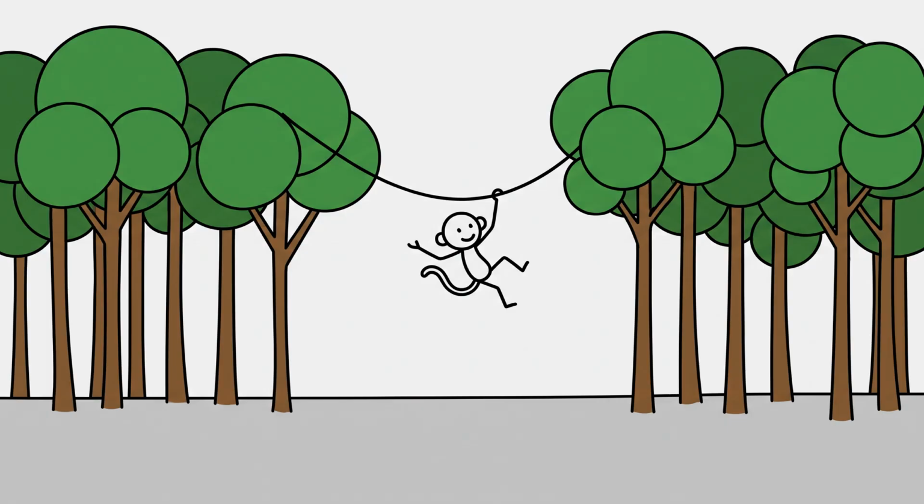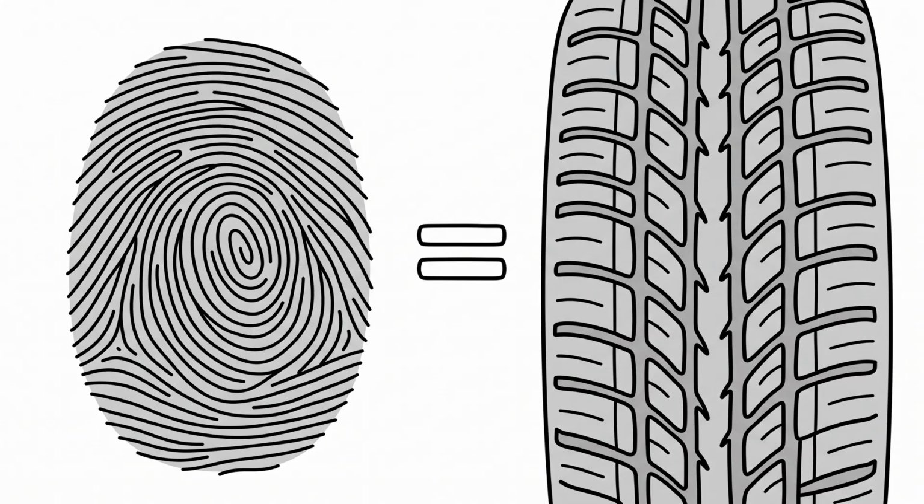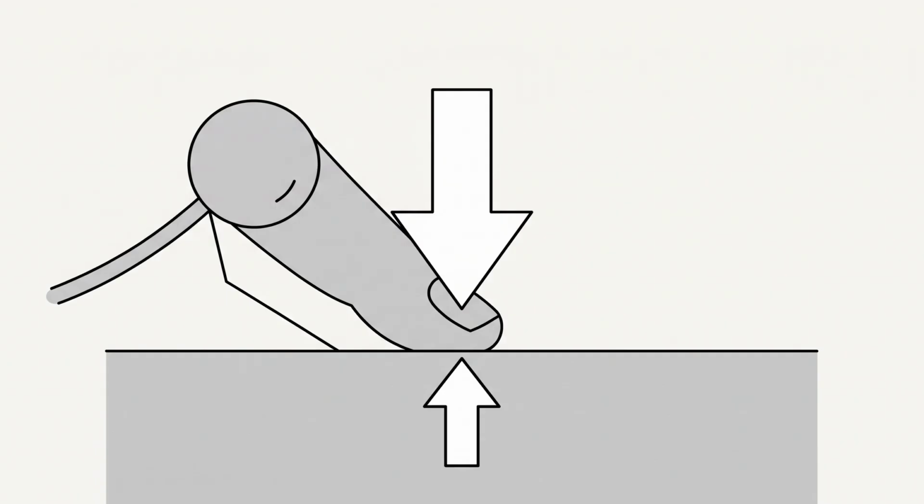Our primate ancestors were arboreal, living their lives in the canopies of forests. A secure grip on a branch, especially a wet one, was the difference between life and death. The ridges on our fingers and palms, and on our toes and the soles of our feet, are thought to function like the tread on a car tire. They increase the coefficient of friction between our skin and a surface.